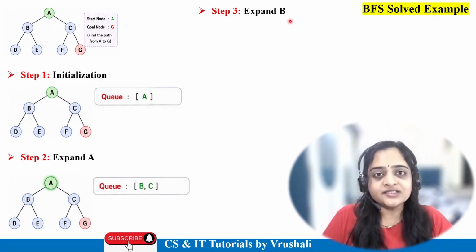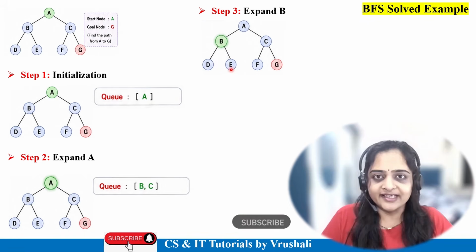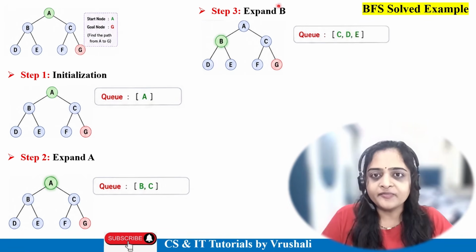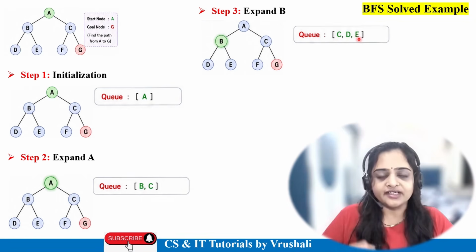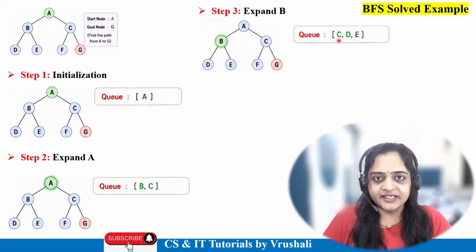Now, next step, which one is the first one here? B. So expand B. Now, on expanding B, which are the next nodes? D and E, right? So just mention here in the queue: remove B, and mention D and E here. You have to mention all the nodes one by one, as per the queue data structure.